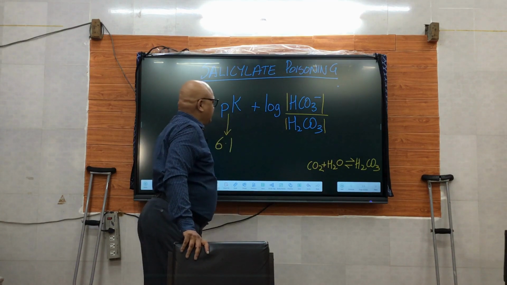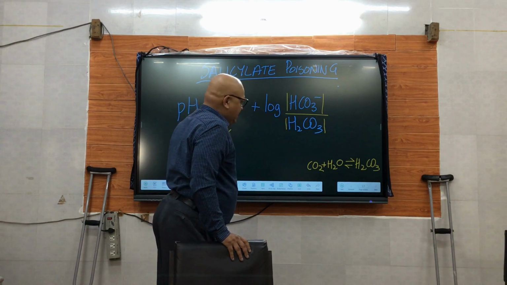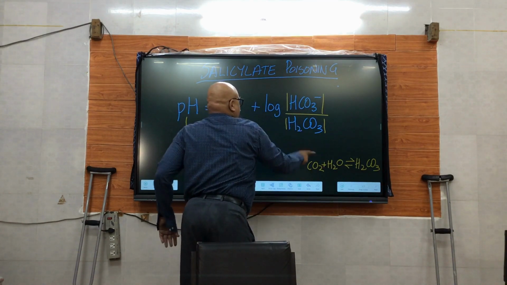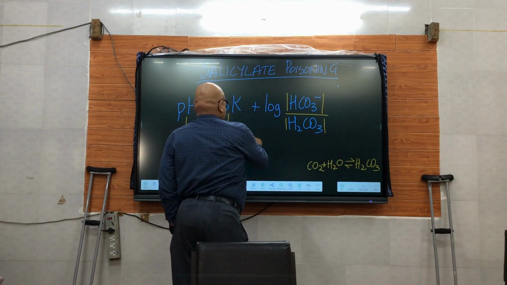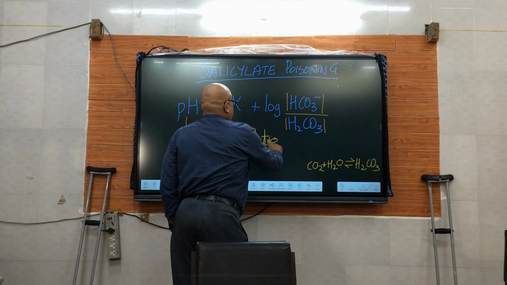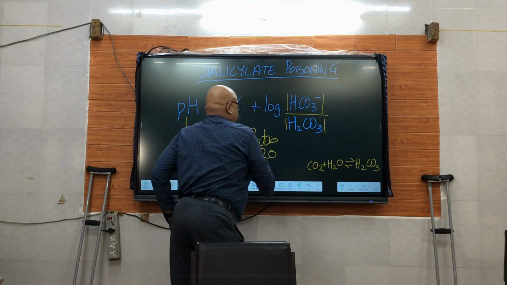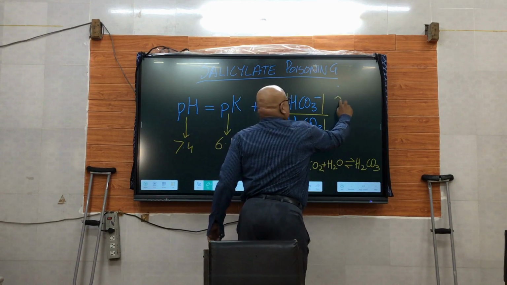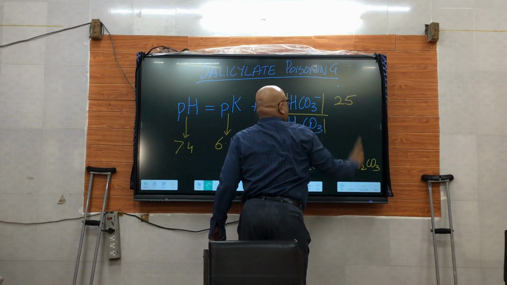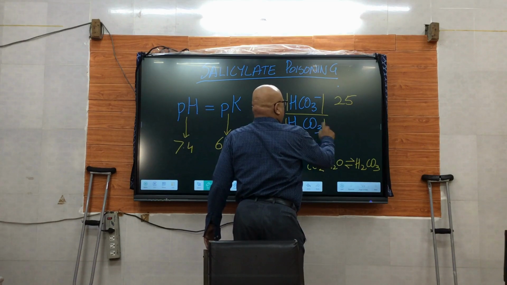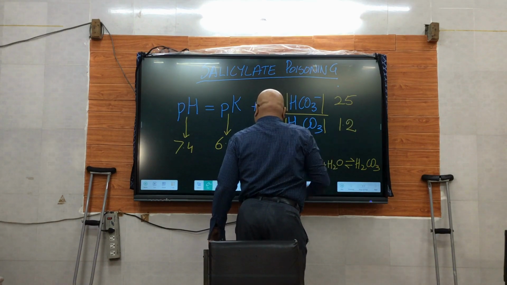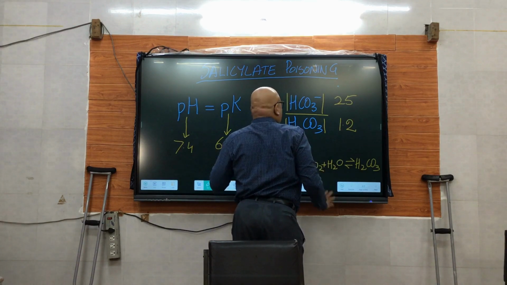So how can the pH change? The pH can change only when this ratio of base by acid changes. Normally this ratio is 20. The reason being that the HCO3 concentration is 25 millimole per liter and H2CO3 is 1.2. So the ratio becomes 20.